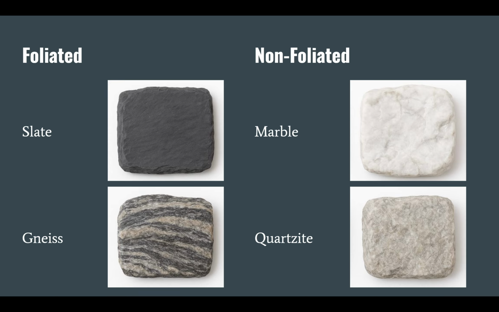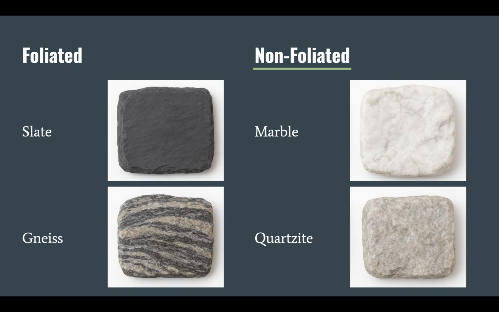When looking at metamorphic rocks, you will see rocks that appear striped and rocks that are more uniform. The rocks that appear striped are called foliated rocks and have parallel arrangement of platy minerals. Two examples of foliated rocks are slate and gneiss.